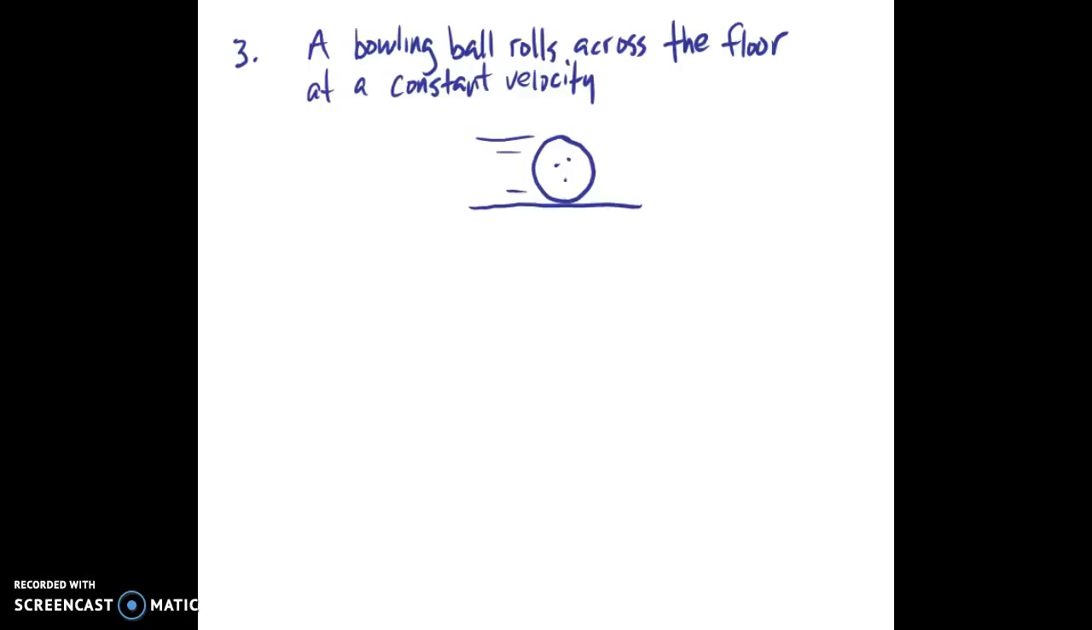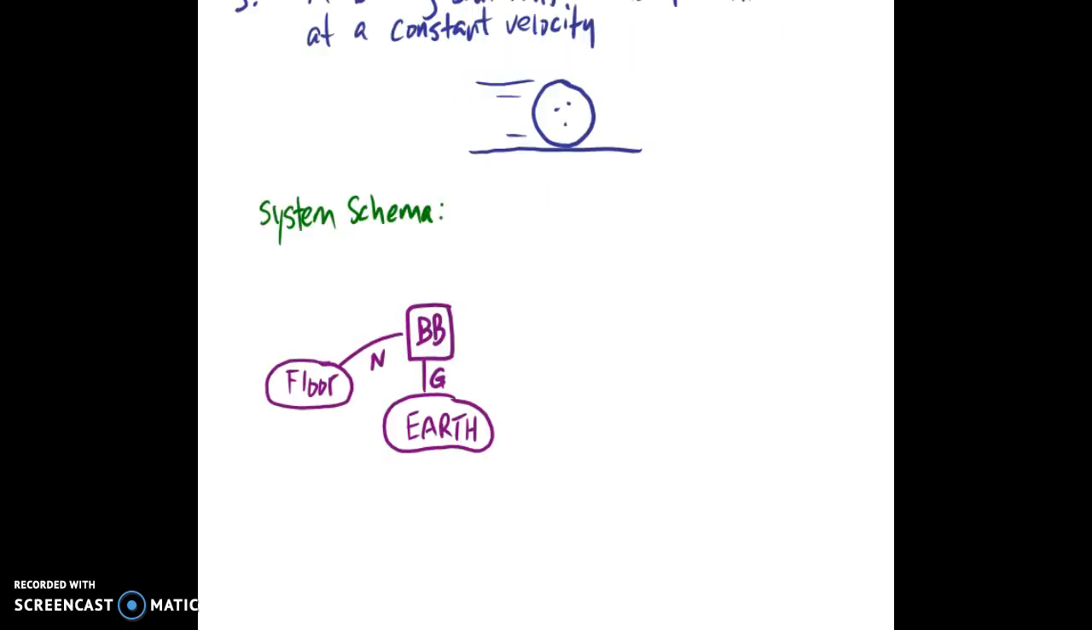The last force diagram in this series is the bowling ball rolls across the floor at a constant velocity. Here's the system schema from when the ball was sitting at rest. And now I have to think, are there other significant interactions occurring? The floor is still supporting it with the normal force up. There's still the interaction with the whole mass of the Earth, which is the gravitational interaction.